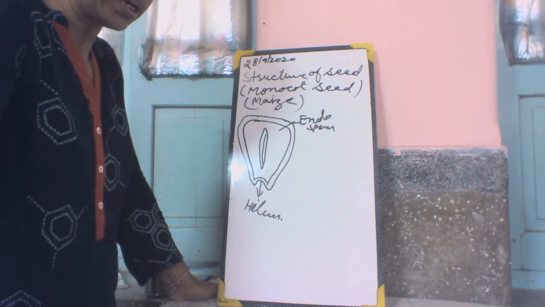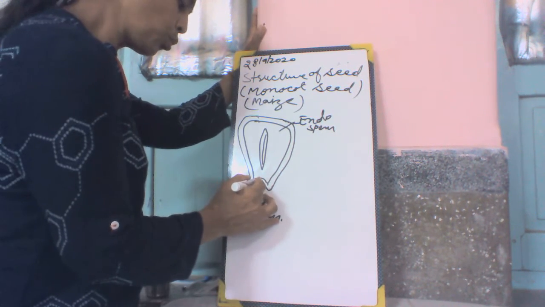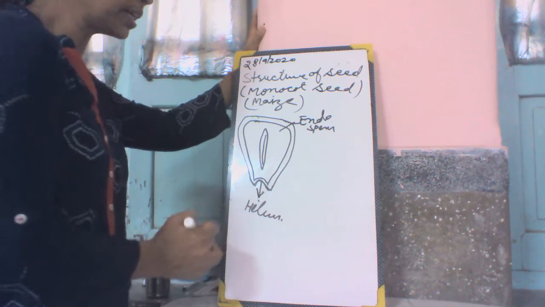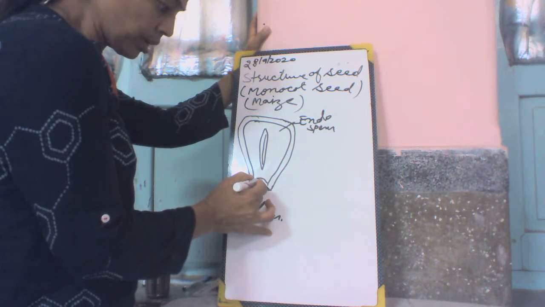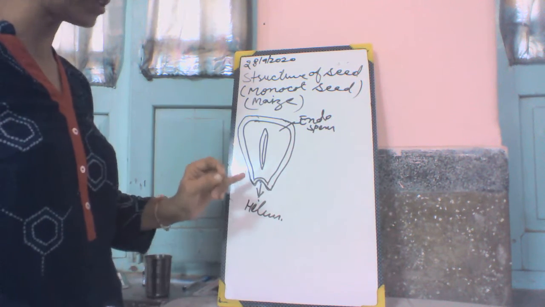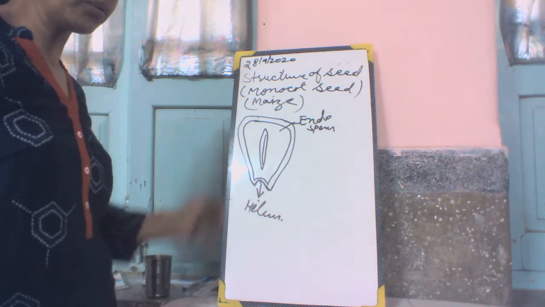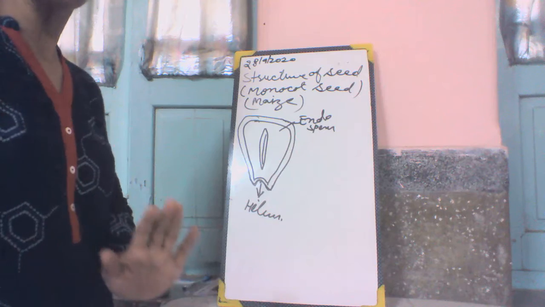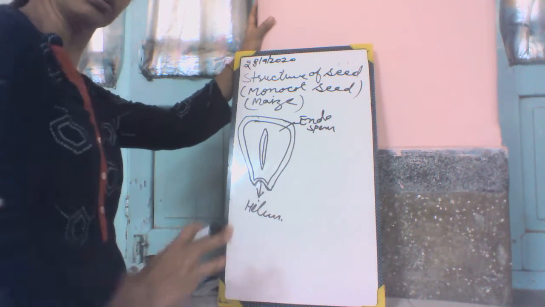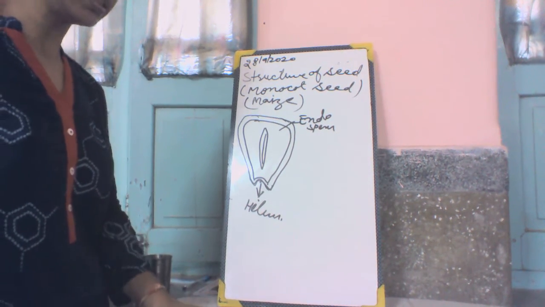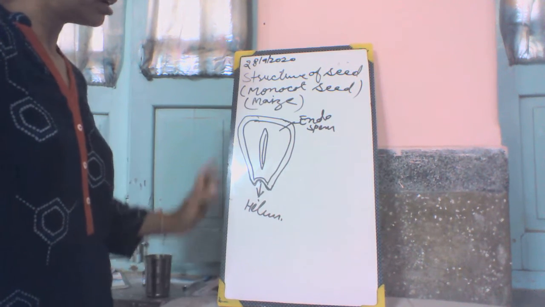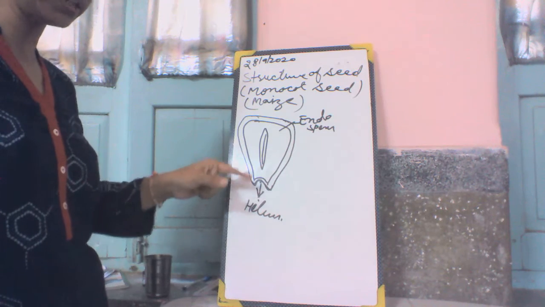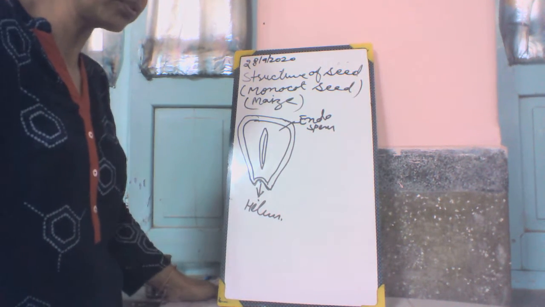The micropyle and hilum are present. There is a groove, and this groove is known as hilum, and there is a small pore. This pore is known as micropyle. Both are present, but they are not clearly visible in this seed. They are fused together in maize grain. The pericarp layers are fused, and micropyle and hilum are also fused.